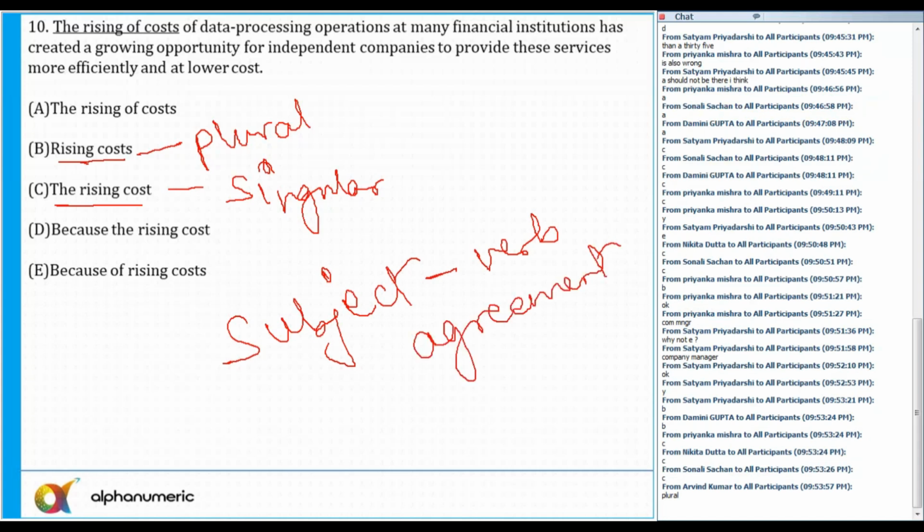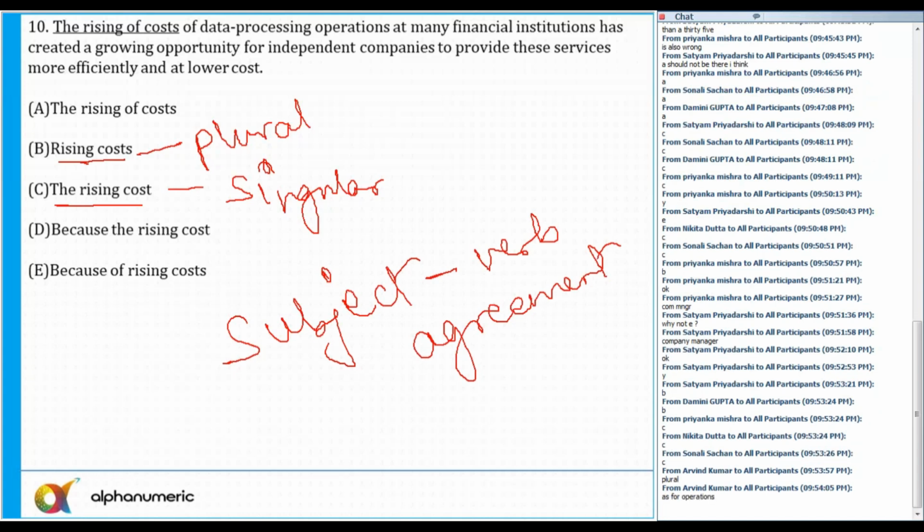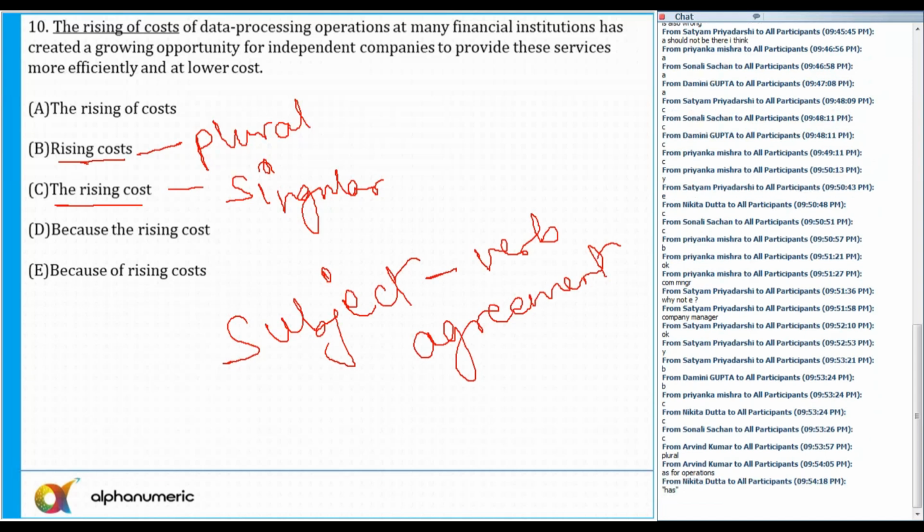It tests you on subject-verb agreement. Okay, Arvind, you are saying it is plural. How do you come to know? "As for operations, the rising cost of data processing operations at many financial institutions." This is a modifier. I have told you that whenever you want to find out what the subject and what the verb is, always eliminate the modifier.